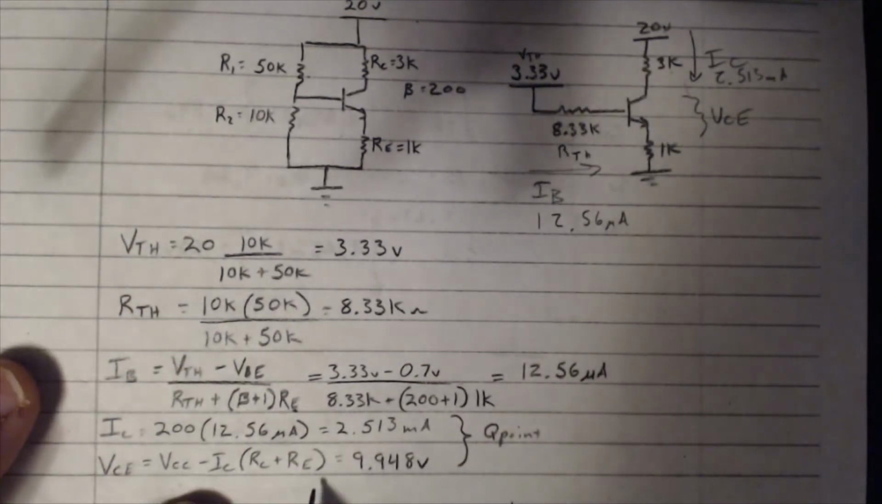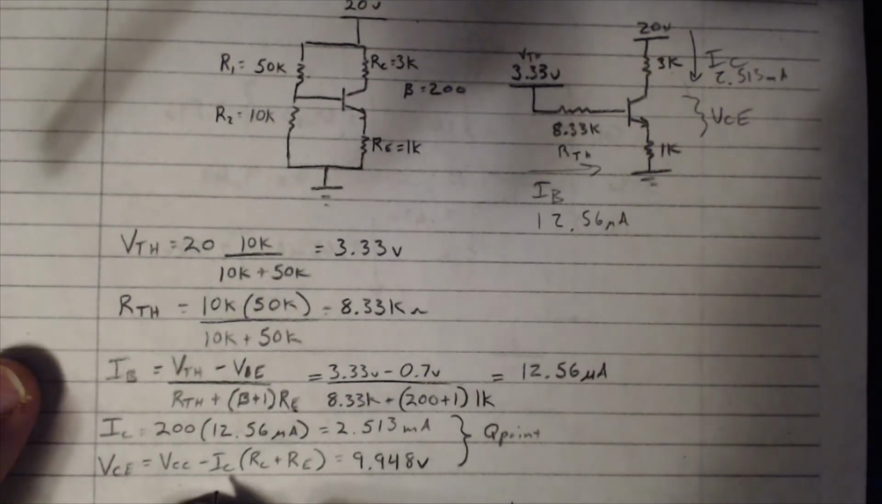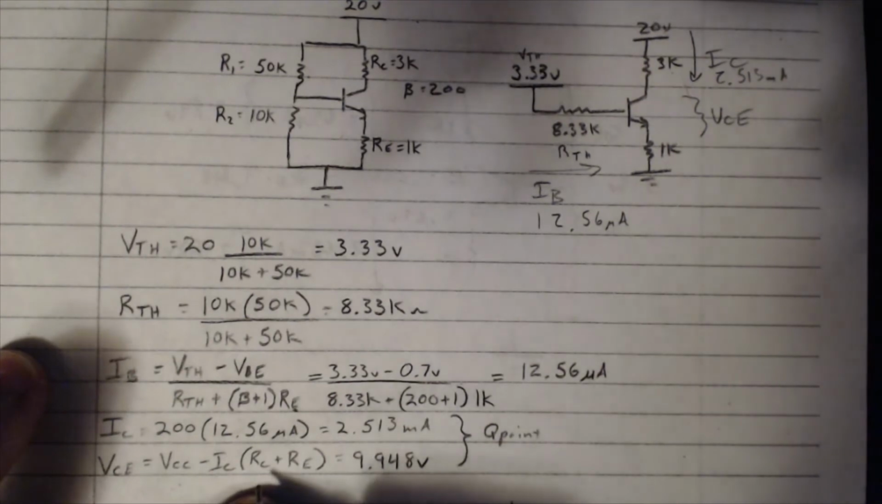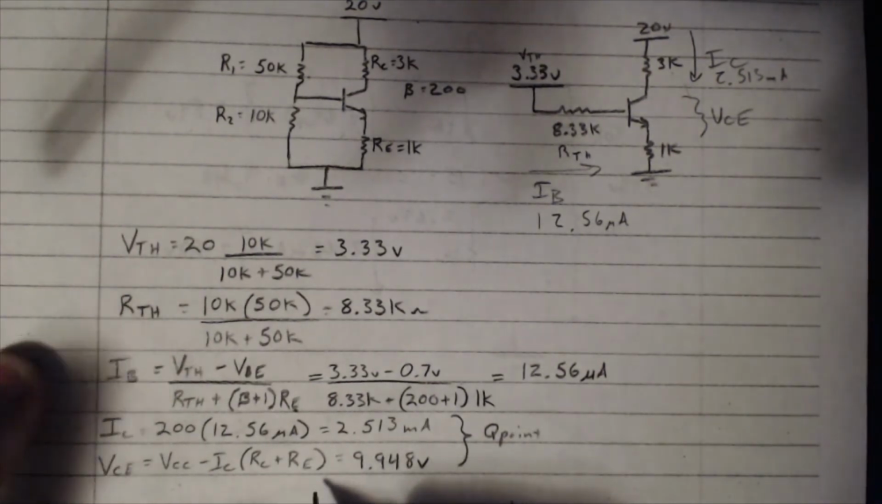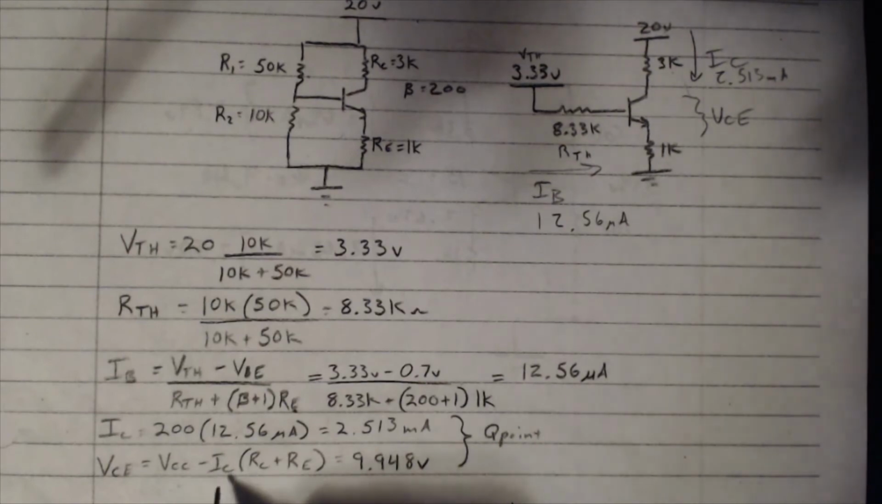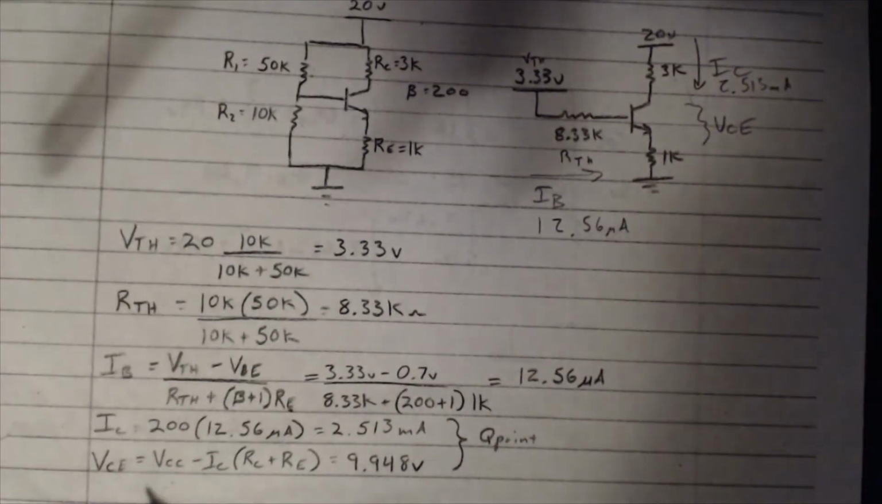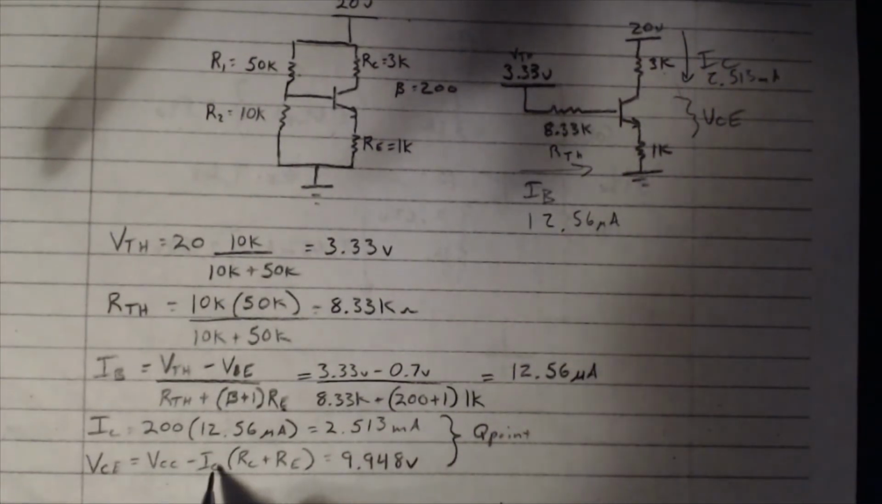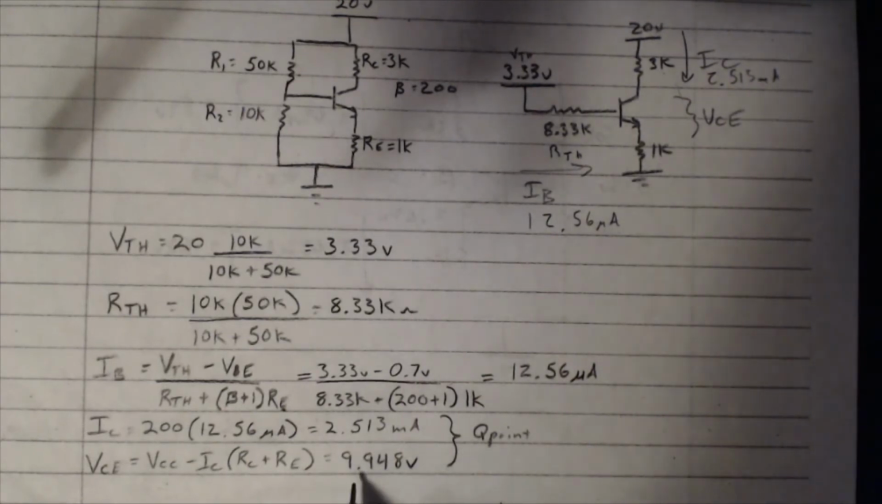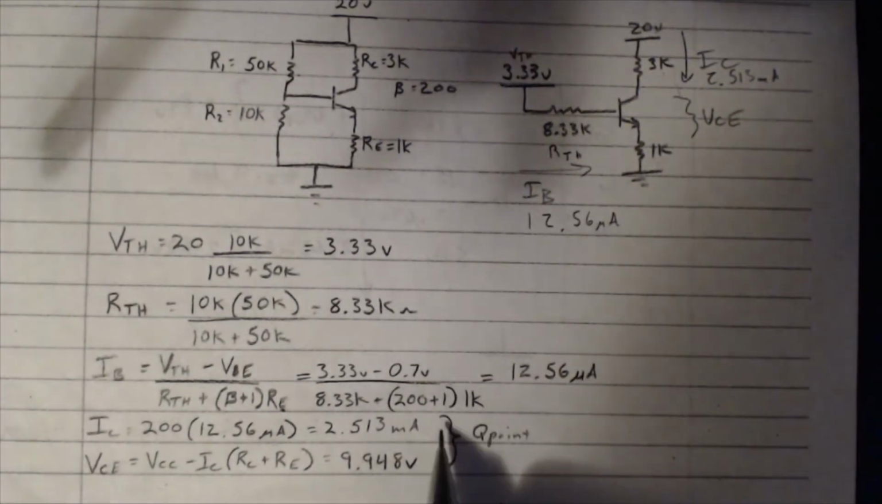Next up we need to figure out VCE. I already figured out this equation earlier in the notes. VCE is equal to VCC minus IC times the quantity RC plus RE. 20 volts here, IC we already solved, 2.513 milliamps. We know that RC is equal to 3K and RE is equal to 1K. Solve that out, and you're going to get 9.948 volts for the voltage between the collector and emitter. This is our Q point, right?